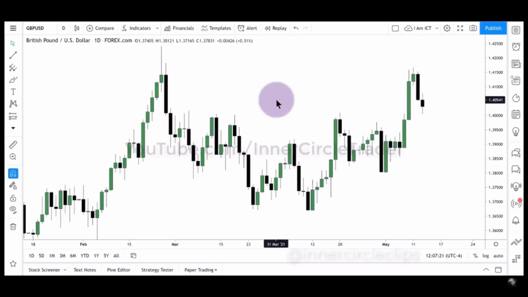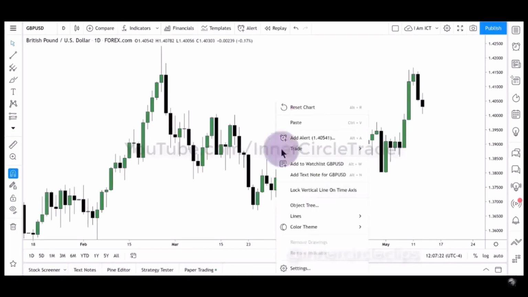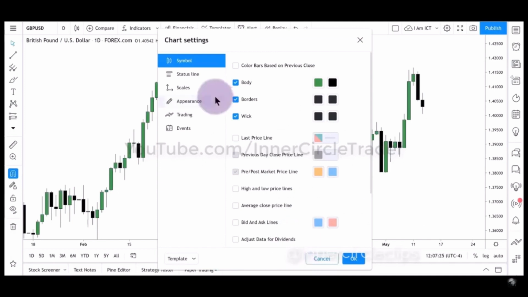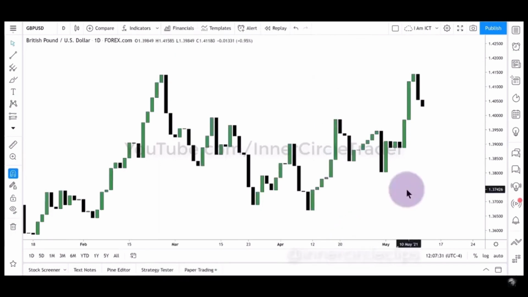I want you to think about price like this. Go into your settings on TradingView, go up to wicks and toggle that box. Take it off. And now you have this. When I'm looking at price, I'm looking at it initially with this perspective. I'm focusing on the bodies because that's the primary volume in each one of these individual candles.